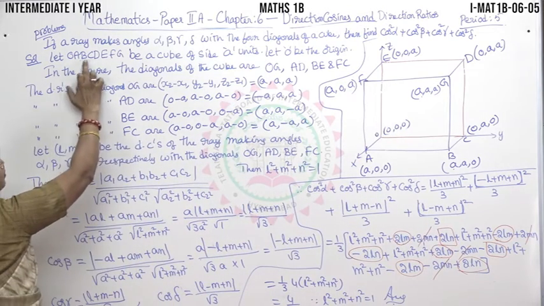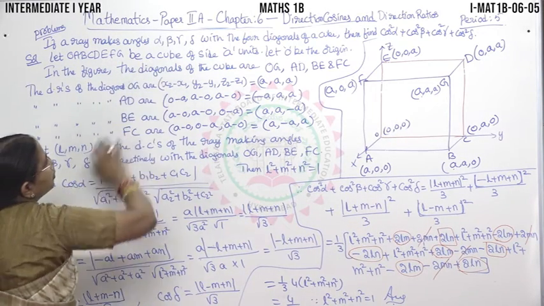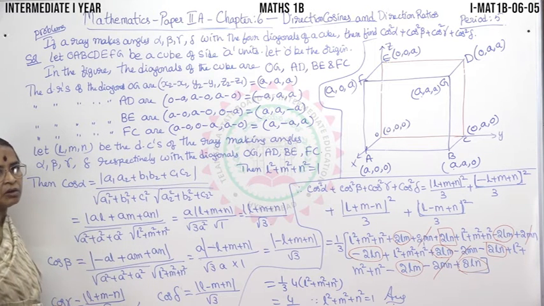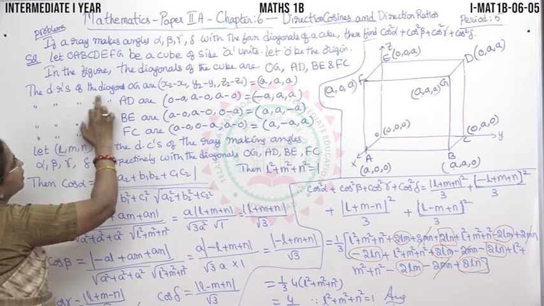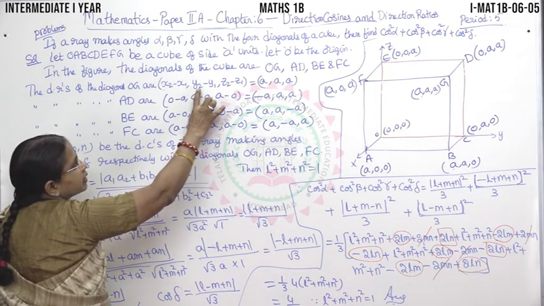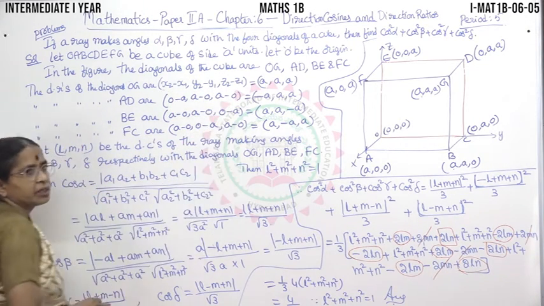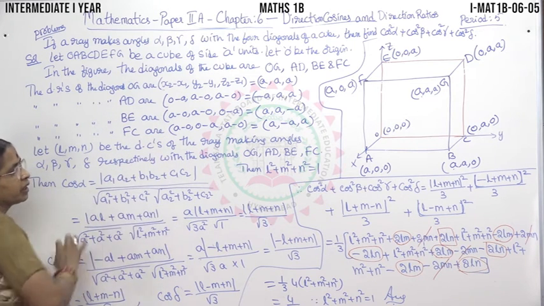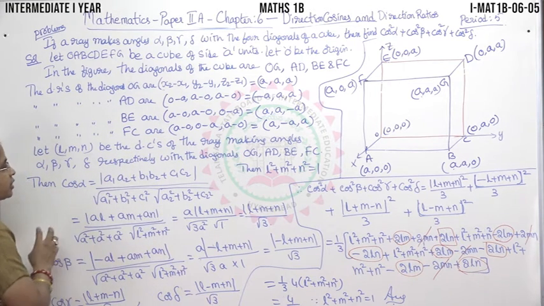So let OABCDEFG be the cube of side A units. Let O be the origin. So you have written the coordinates, so you just write the direction ratios. The direction ratios formula is x2 minus x1, y2 minus y1, z2 minus z1. So for all the 4 diagonals, you write the direction ratios.